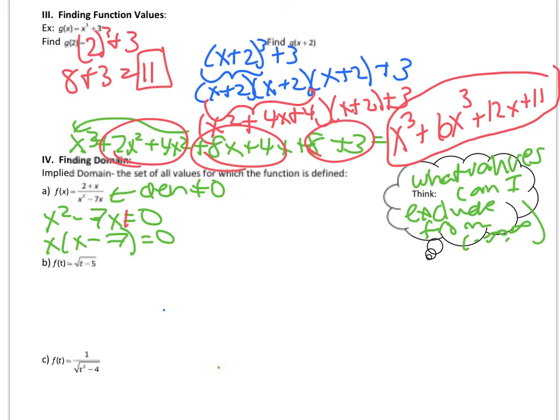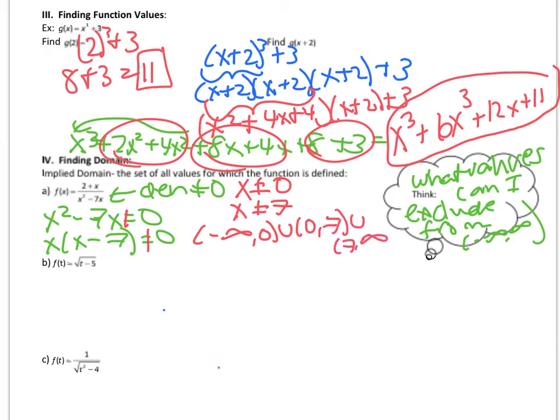So this is where our denominator can't be equal to 0, so x is not equal to 0, and x is not equal to 7. So I need to remove 0 and 7 from my all reals. That's going to give me negative infinity, skip over the 0, keep going to the 7, skip over the 7, and out to infinity. So I'm removing 0 and 7 from my all reals.